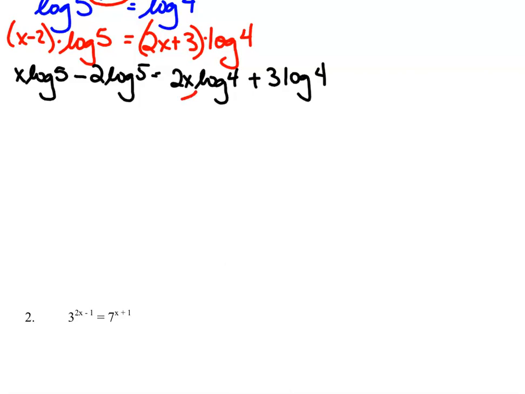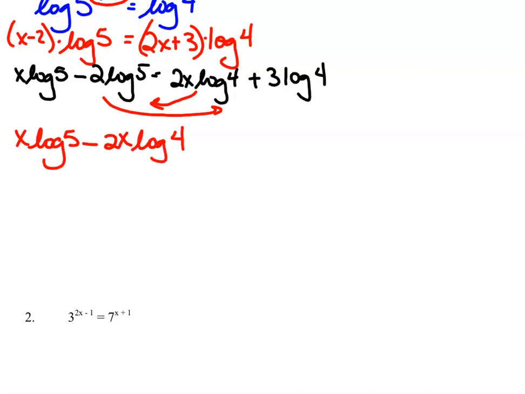So I'm going to bring this 2x log 4 over to the left, and I'm going to move the negative 2 log 5 over to the right. So we end up with x times log of 5 minus 2x times the log of 4. I have to subtract that to bring it to the left side. I'm going to add the 2 log 5 over to the right side, and I already have a 3 log 4 on that side. So all of the pieces that have x in them are on the left, and everything that doesn't have an x is on the right.